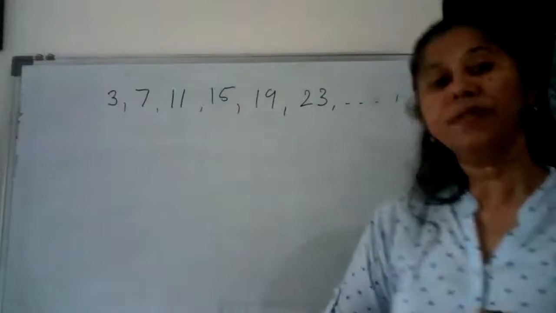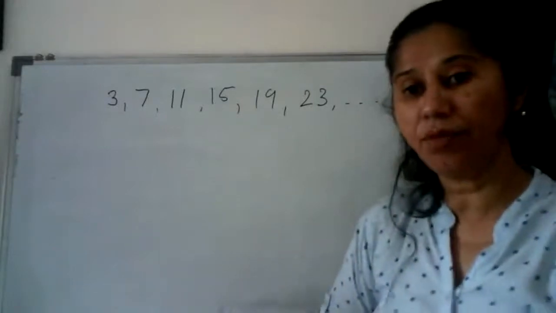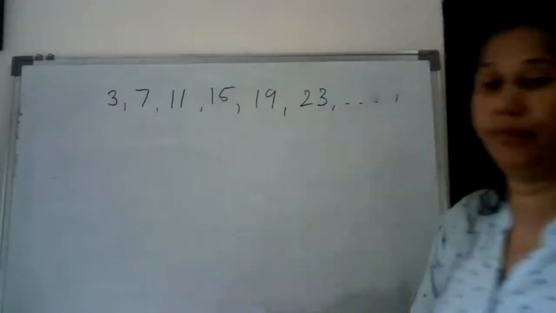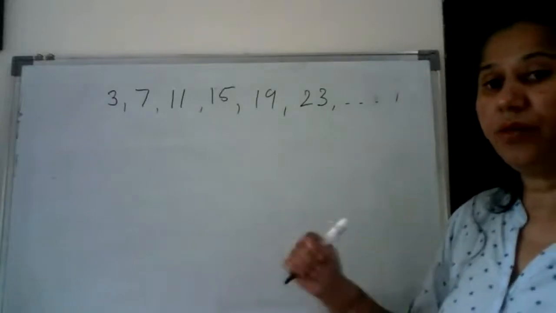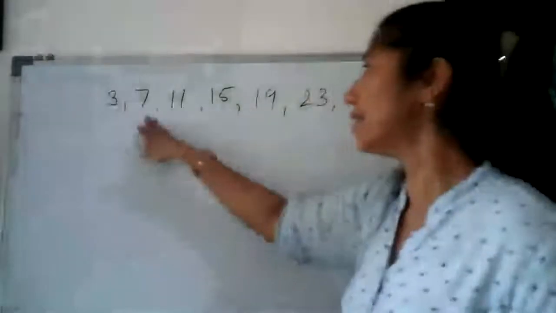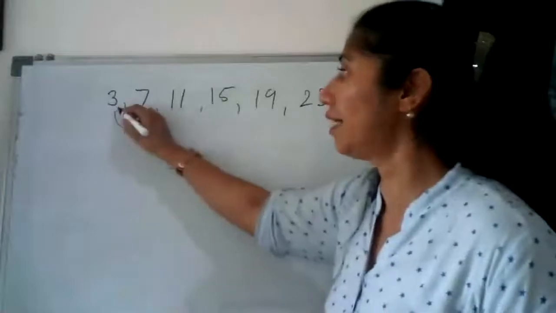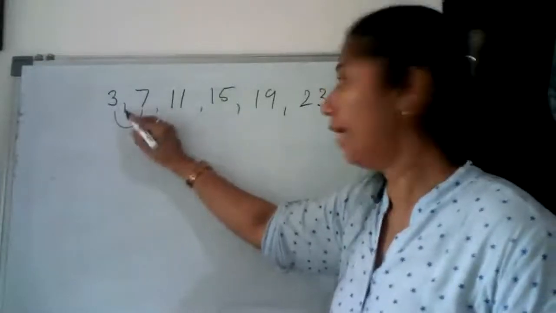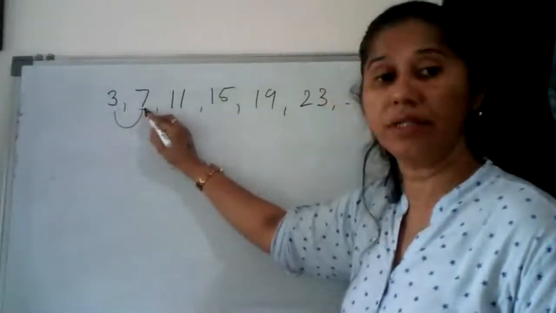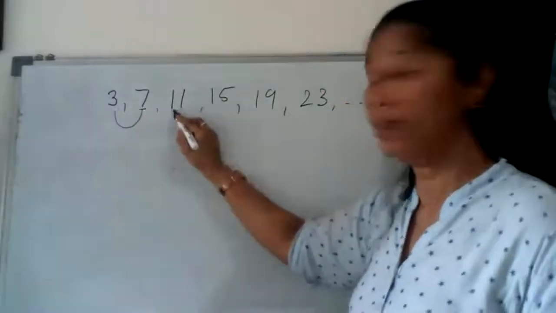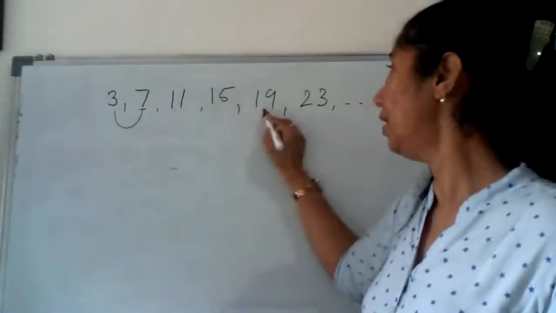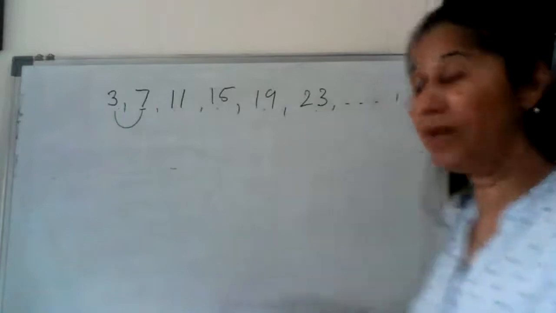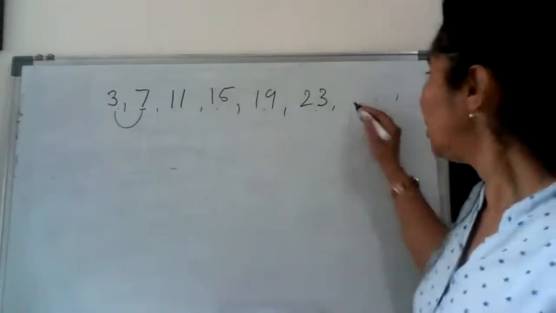Could you observe this pattern and generalize something? What would be the next term here? I hope you're getting it. What is the next term? You could see the starting term is 3, and then the next number is 7, then 11, then 15, then 19, then 23. So if you have to follow, what would be the next number?